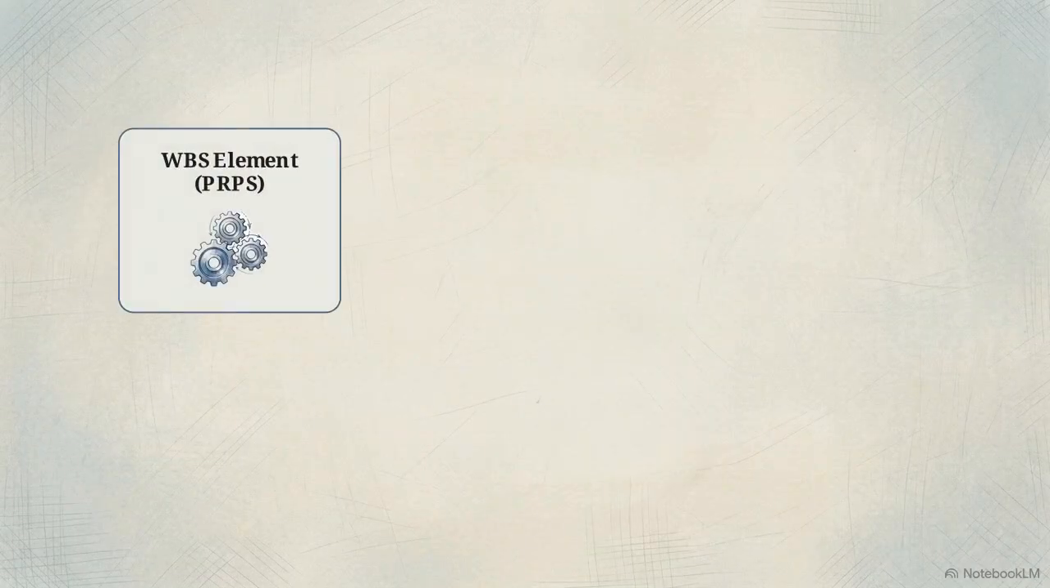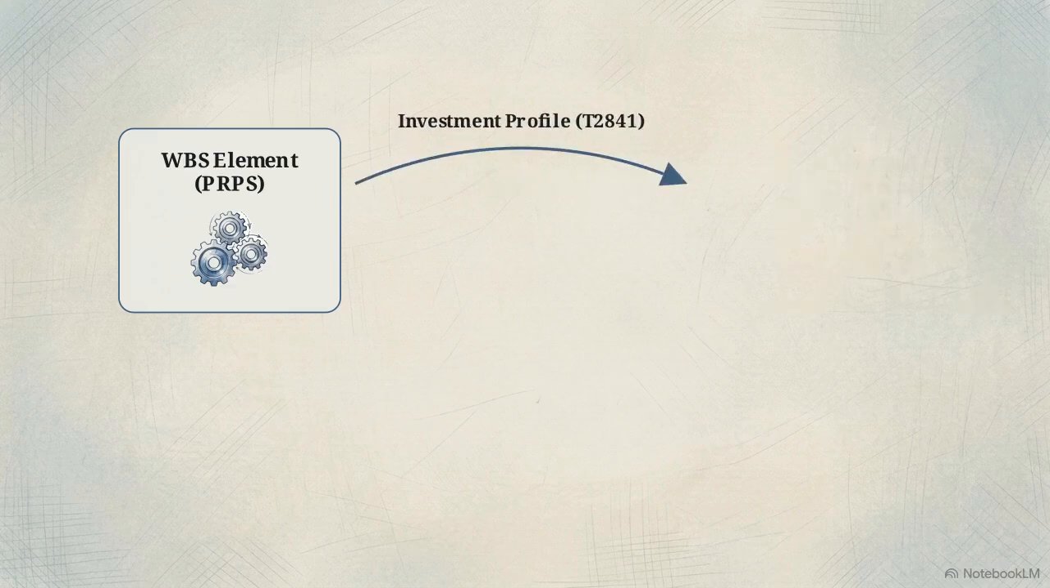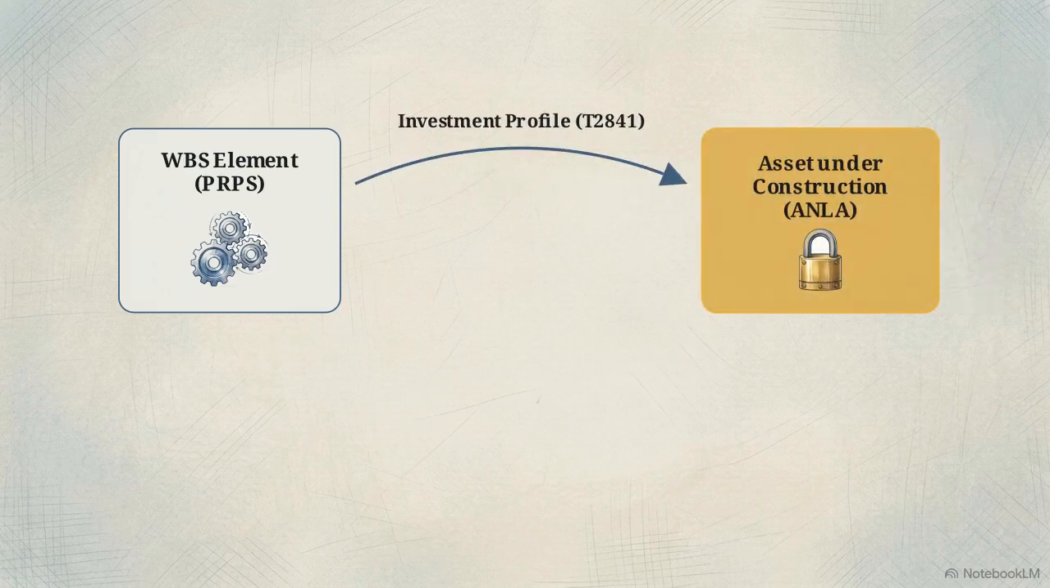We now reach a vital integration point. Through a designated investment profile, the WBS element automatically generates a connected asset under construction master record. These serve two roles. The WBS holds the operational execution data and procurement commitments. The asset under construction acts as a temporary holding pen on the balance sheet for accumulating capital value.